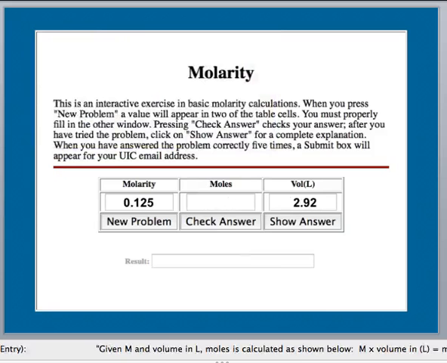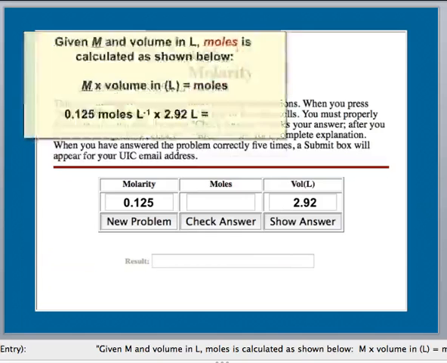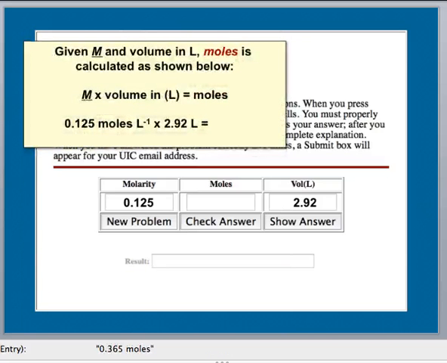If we have 2.92 liters of a 0.125 molar solution, how many moles do we have? Take your basic equation, moles divided by volume is molarity, and just solve it for moles. Moles will be volume multiplied by moles per liter. Moles per liter times volume gives us moles. Plug it in, 0.365 moles.